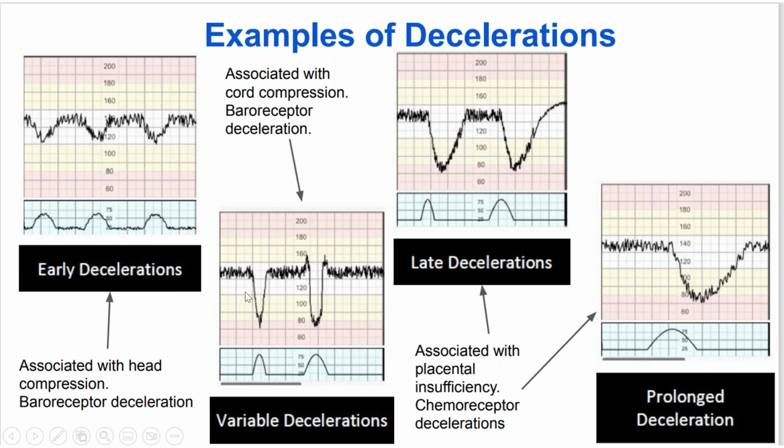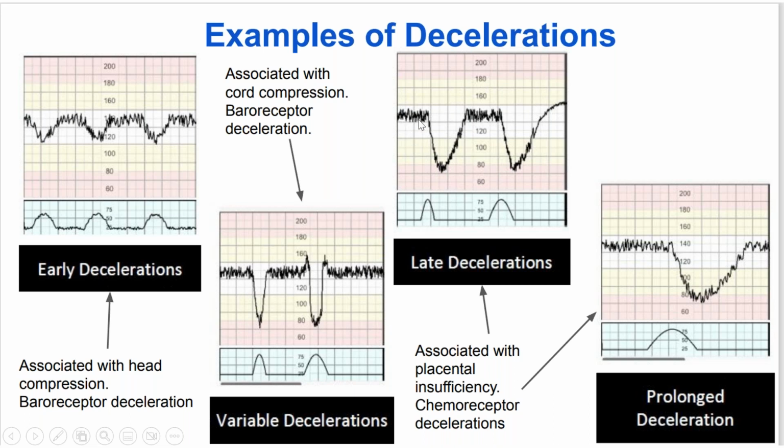The variable deceleration, you can see that they do not coincide with the contraction, and they are variable. That means there's no relationship between each of the decelerations. So that usually occurs with cord compression or cord prolapse.